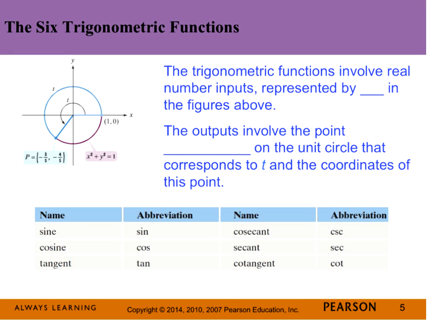But trigonometric functions involve real number inputs represented by T. In the figures, that should say to the left. It says above, because actually it does say above on my notes, and I pulled this directly from my note sheets and put it onto a PowerPoint. So to the left there. And the outputs involve the point P, so notice P is on the circle over here, and that point P has the coordinates X, Y, just like normal.